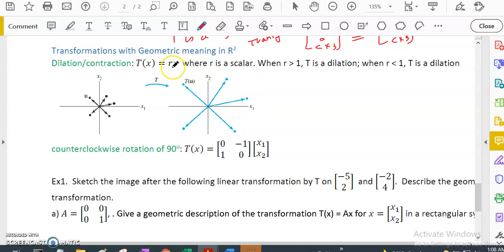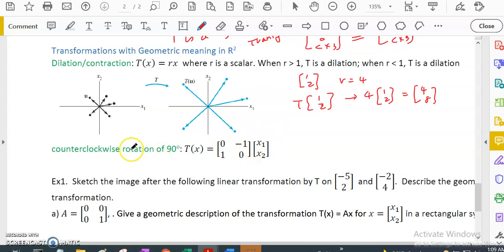I multiply by r. So if I have a vector and I just make it longer or make it smaller, for example, I have a vector 1, 2, and r is 4. Then T of 1, 2 becomes 4 times 1, 2. Because T of x is r times x, it's called a dilation, so it's 4x. So everything is longer. You can plot it this way. So this is a dilation.